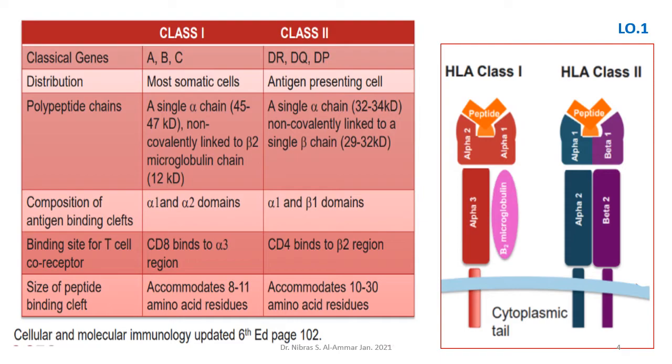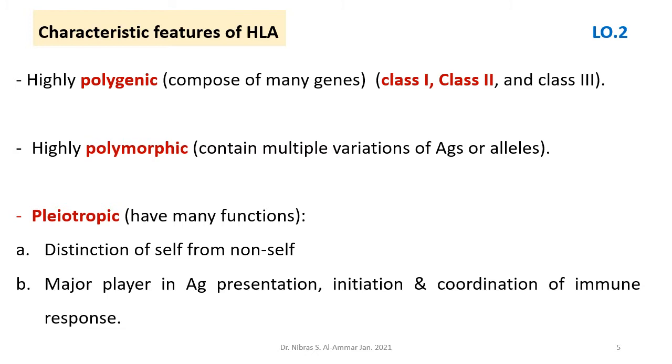The characteristic features of HLA. Human leukocyte antigen is highly polygenic. That means composed of many genes, class 1, class 2, and class 3. The main two classes are class 1 and class 2. Highly polymorphic. That means they contain multiple variations of antigens or alleles. Pleiotropic, have many functions. Distinction of self from non-self, major player in antigen presentation, initiation, and coordination of immune response.